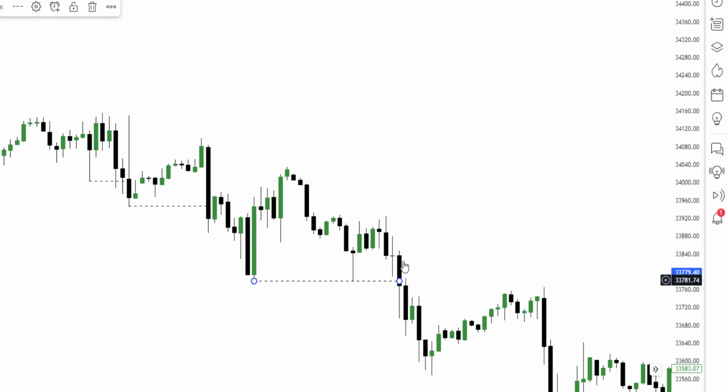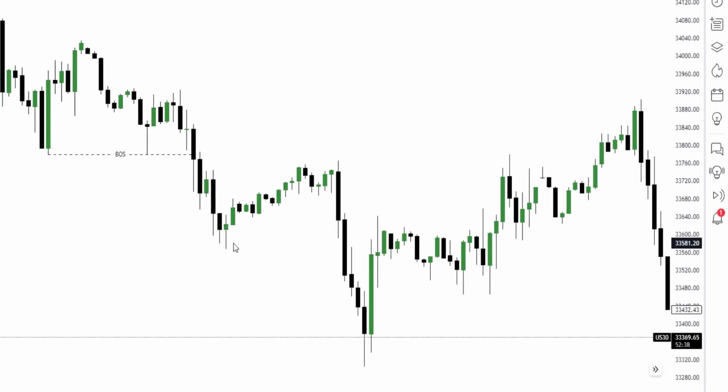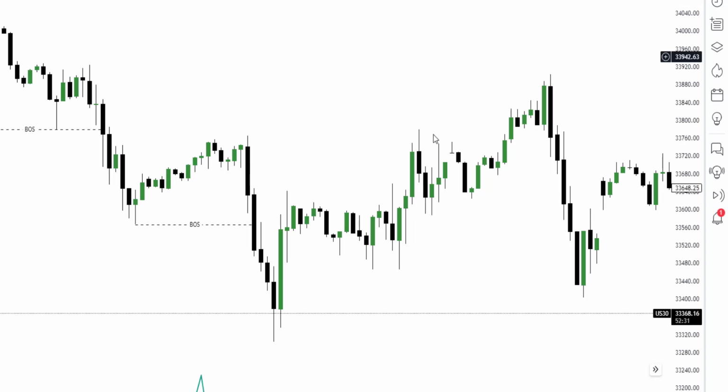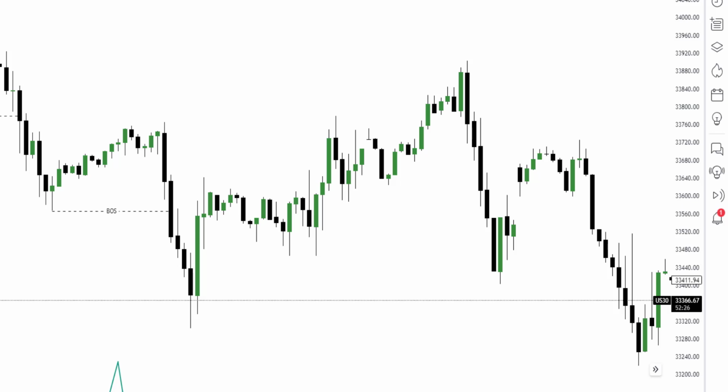So break of structure again to the downside. Every time price does that, it is a break of structure. Don't forget, a break of structure is something like that. All right, so another one: price created a low, and then we closed below it. Is that a break of structure? Absolutely, break of structure.